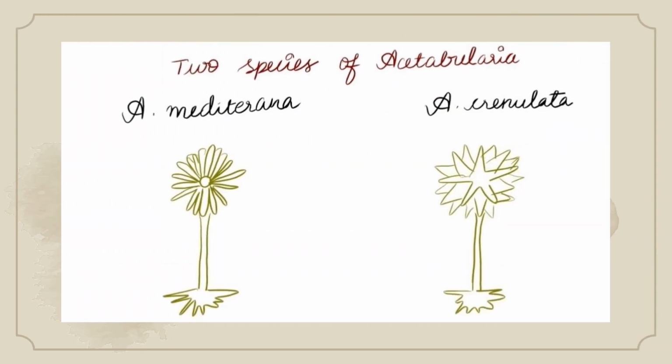So what did he do? He took two species of Acetabularia. One is Acetabularia mediterranea and the other one is Acetabularia crenulata. We need to know that Acetabularia is a unicellular alga, that is, it contains only one cell. But it is a macroorganism, that is, it is 6 cm in length. It can be visible to the naked eye. We can see here, right?